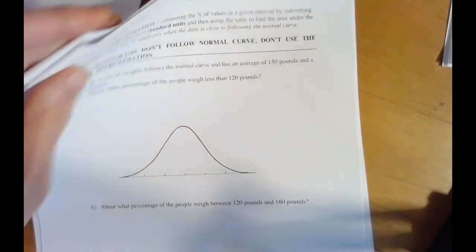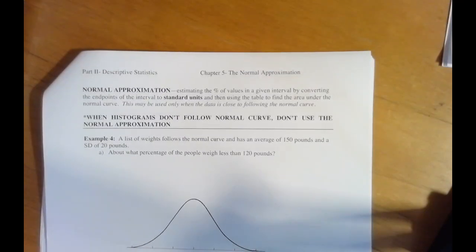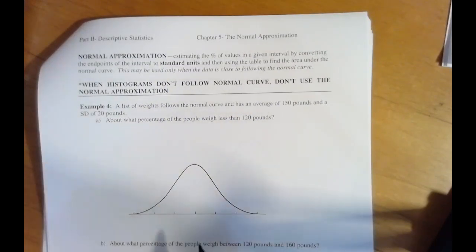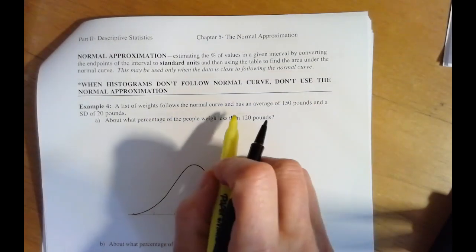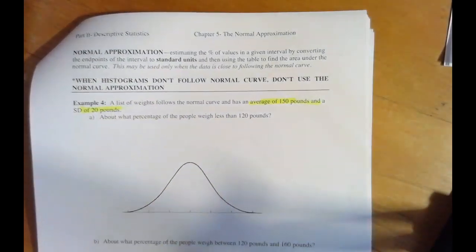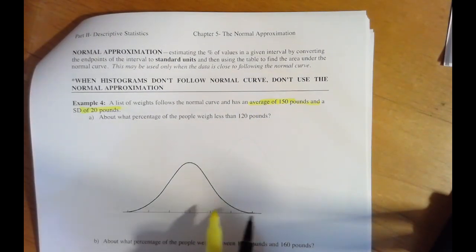All right, so now let's move on and do this normal approximation. And of course, the warning is when histograms don't follow the normal curve, you can't use a normal approximation, right? But if you can use a normal approximation, it's really nice because all you need is the average and the standard deviation. Like, here's a list of weights that follows the normal curve. And all you need to know is an average and a standard deviation. And with those two statistics, you can figure out the percentage of data that falls within any interval just by using the normal table. So let's try this.